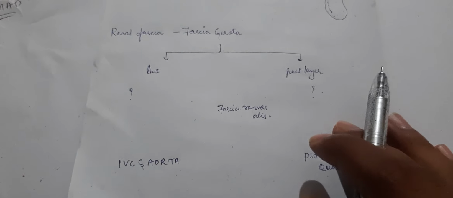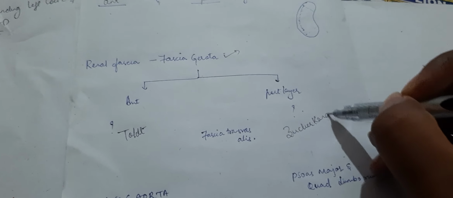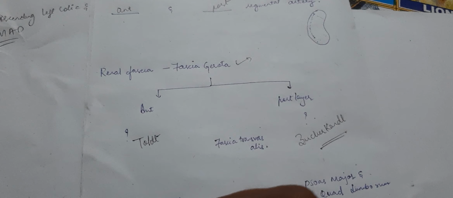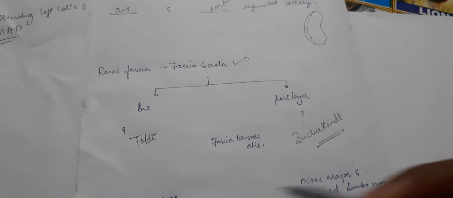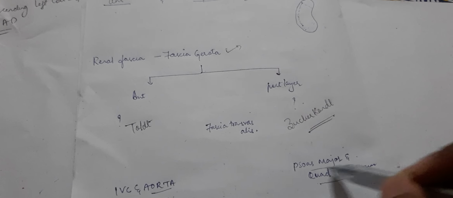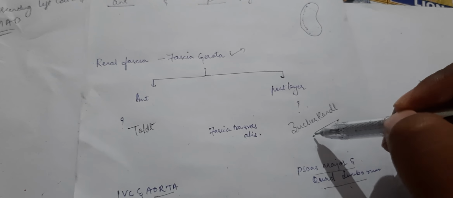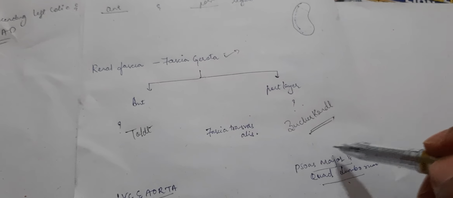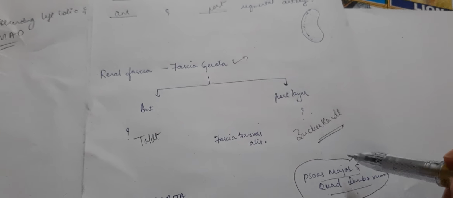Now, renal fascia, very important, is called Gerota's fascia. Anteriorly it is called Toldt's fascia. Posterior is called Zuckerkandl's fascia. Zuckerkandl's fascia medially goes behind the kidney and merges with the psoas major and quadratus lumborum.